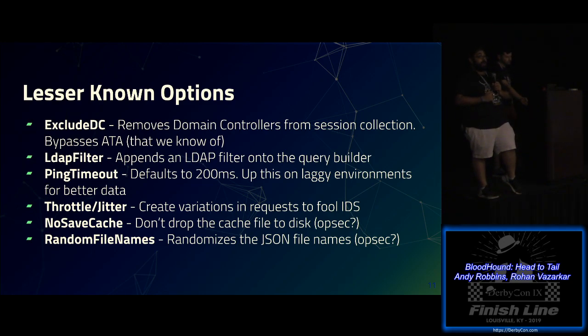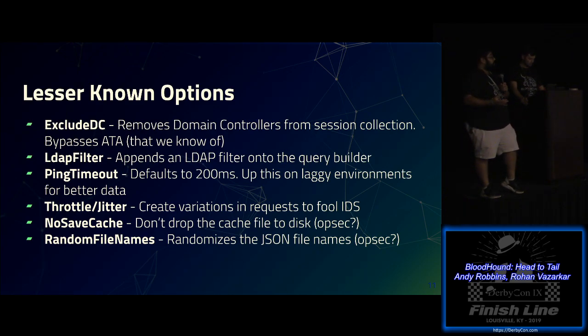We actually have some really cool lesser known options that you only find if you dig into the source or you go through the help file, which no one does. And we've added these over time for different purposes. One of them is the exclude DC flag. We added this entirely as a bypass for ATA. We had a little back and forth game with the ATA for a while, and ATA was like, yeah, we got Sharphound down. I was like, well, you only run on domain controllers now, so we just don't touch a domain controller, you can't see us anymore.